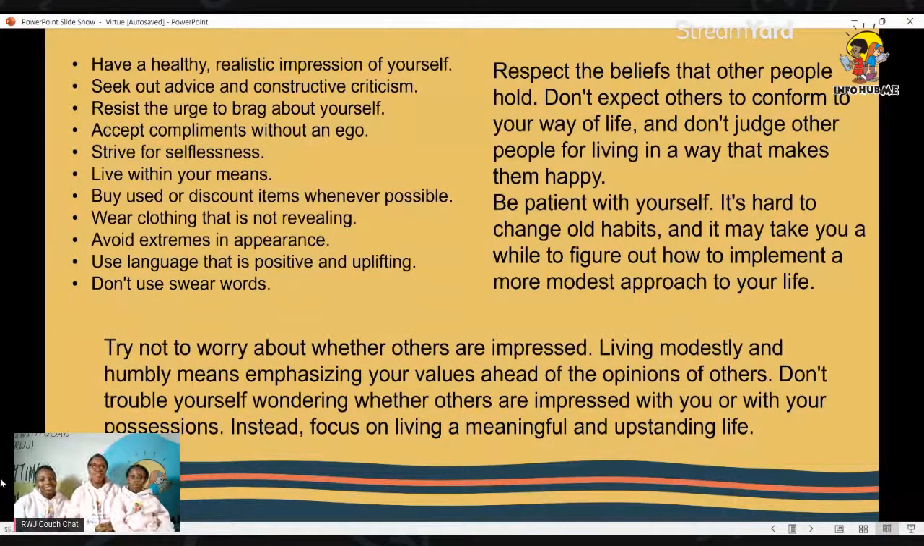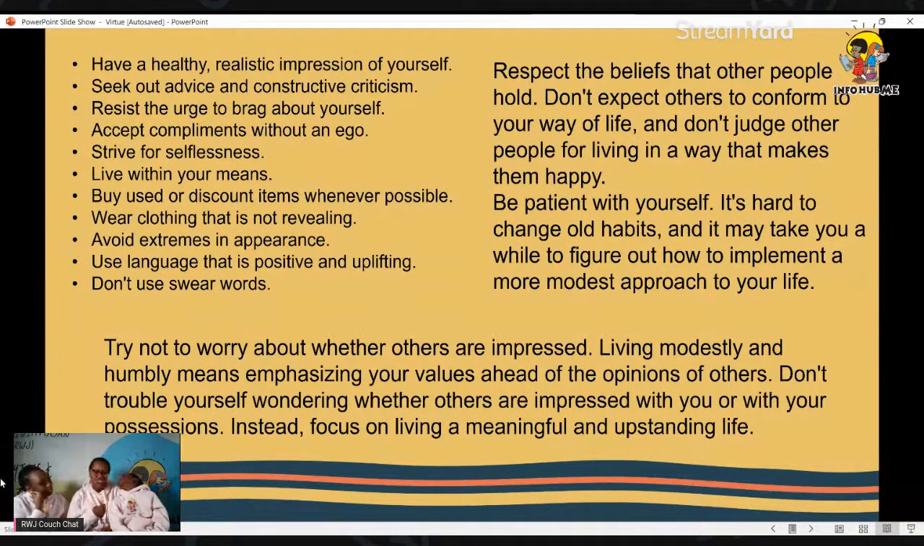Try not to worry. Be patient. Be patient with yourself. It's hard to change old habits, and it may take you a while to figure out how to implement a more modest approach to your life. So, kids, parents, be patient with yourself. Mommy J, be patient with yourself.